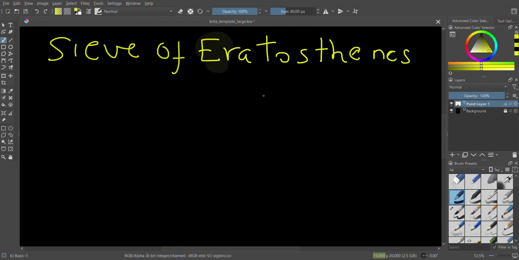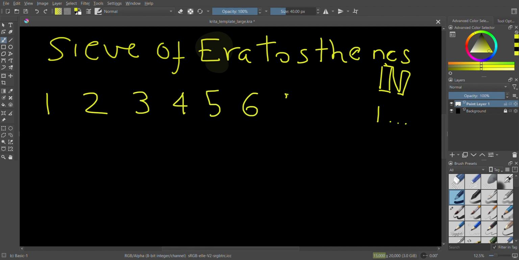Now, if we start with the numbers, this is, of course, in the natural numbers. So beginning with 1, dot, dot, dot. And if I go 1, 2, 3, 4, 5, 6, 7, 8, 9, 10, and then let's just do the first 20 numbers.